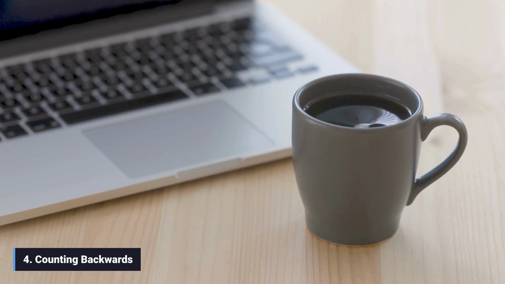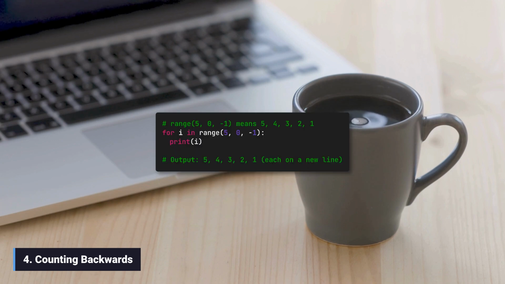4. Counting backwards. The step can also be negative. To count down from 5 to 1, we set the start to 5, the stop to 0 to include 1, and the step to -1.